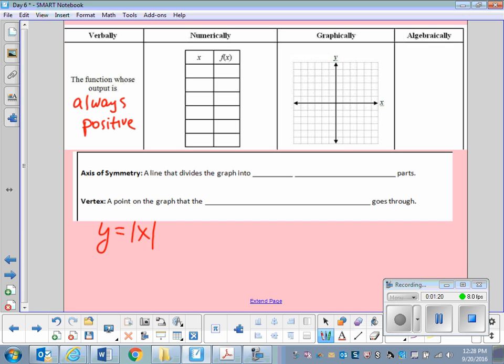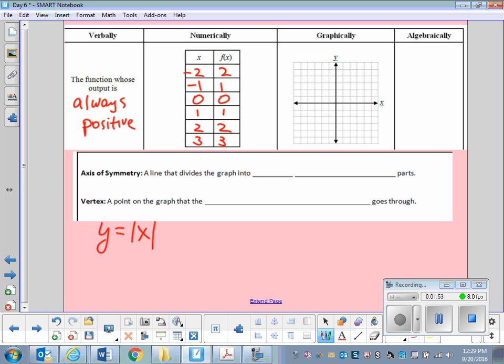So if I just look at some of the x values, let's say minus 2, what is my f of x? If the x is minus 2, then f of x is 2. If x is minus 1, then f of x is 1. What about 0? 0. What about 1? Not negative, right? The absolute value is always positive. And 3, 3. So here are the values, x and y, input and output.